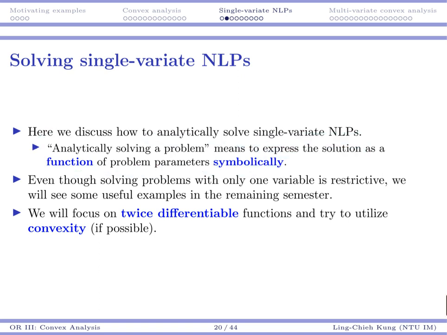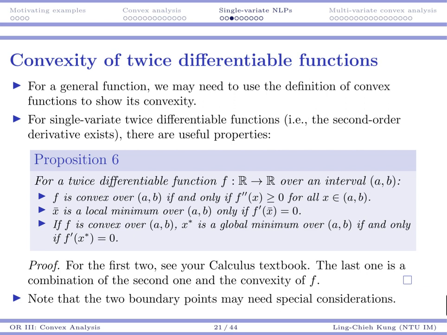So in this case, even though we solve problems with only one decision variable, we may still see some useful examples later to show that this is really useful. We will, in this case, focus on twice differentiable functions and try to utilize convexity if it is possible. Okay, let's see how to do this. So pretty much we want to talk about twice differentiable functions, and we use that to talk about convexity.